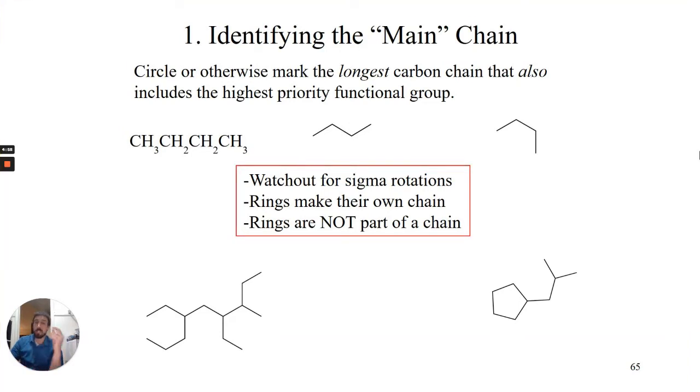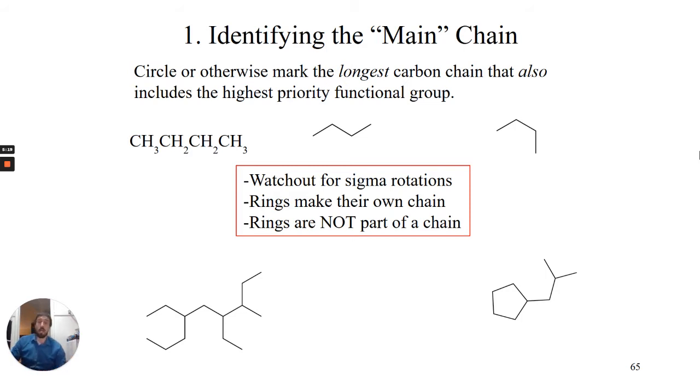Okay, so sigma rotations can make a structure look different when it isn't. So you have to be very careful with those sigma bond rotations. One of the things that can help you identify whether it was just a sigma bond rotation is naming. Because if you name each of those, they're both going to be the same name, butane, which means they are the same compound.